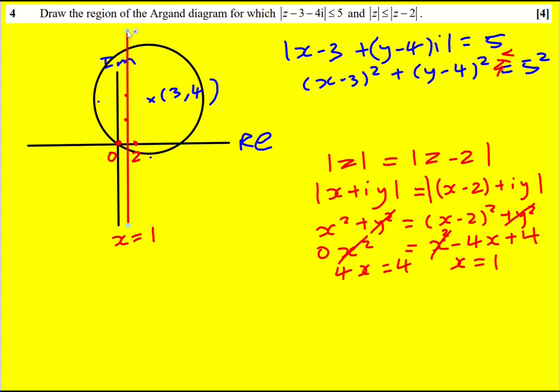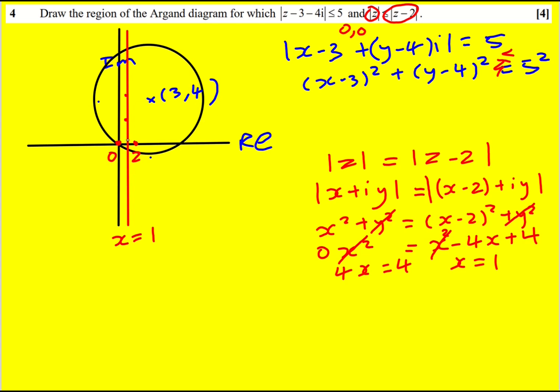So now, right, let me draw it a little bit further up. Okay, I need to get the loci inside the circle, and then because the modulus of z is less than or equal to z minus 2, it's actually got to be closer to 0 than to 2. So it's actually going to be inside the circle, but to the left of the line. Another way you can do it is to pick a point. We could pick 0, 0, and then this would be 0, and this here would be the magnitude of minus 2, it would be 2.